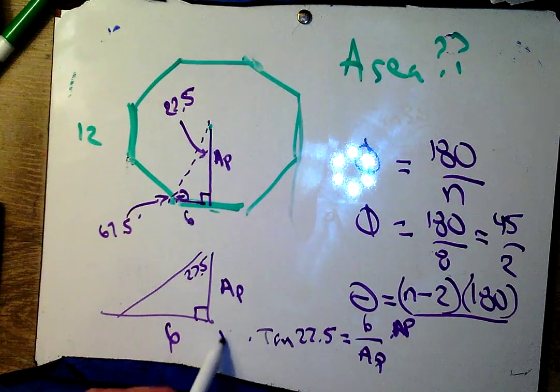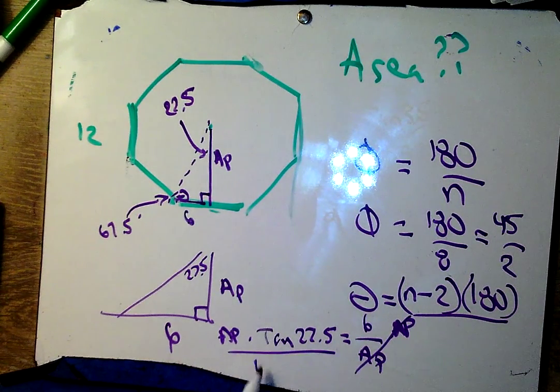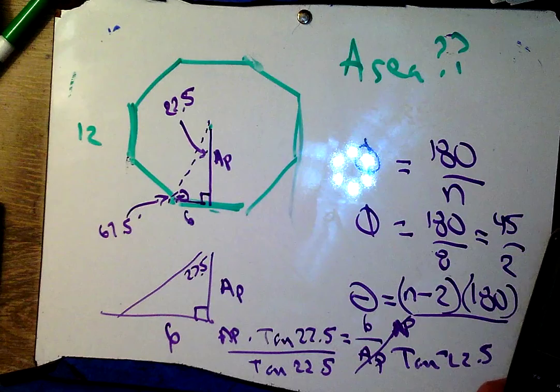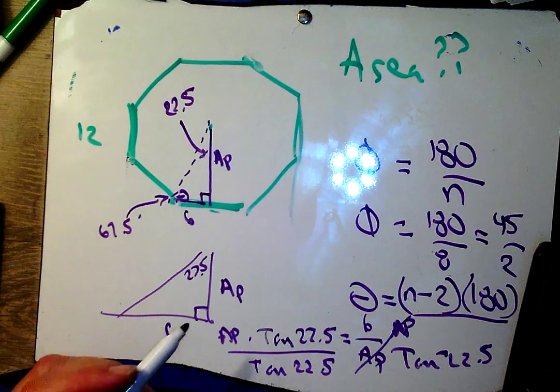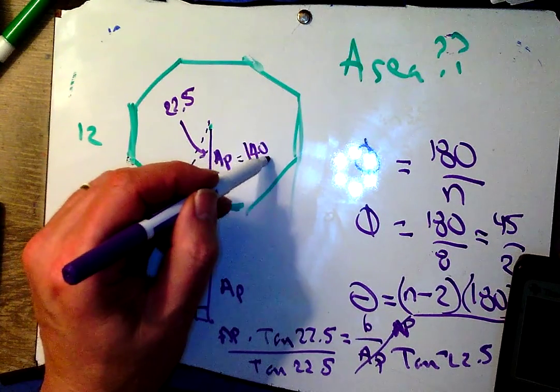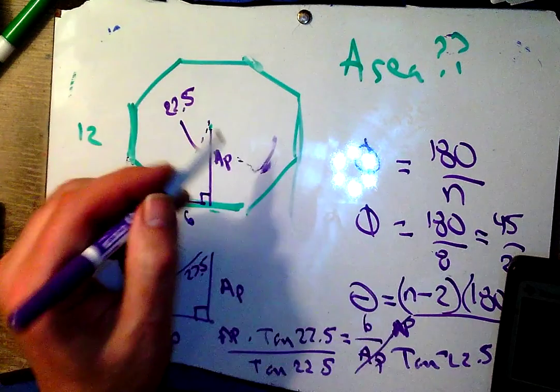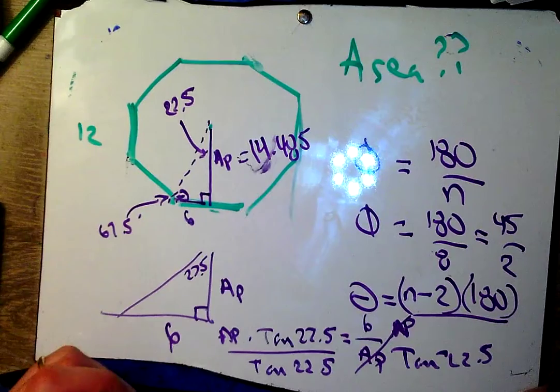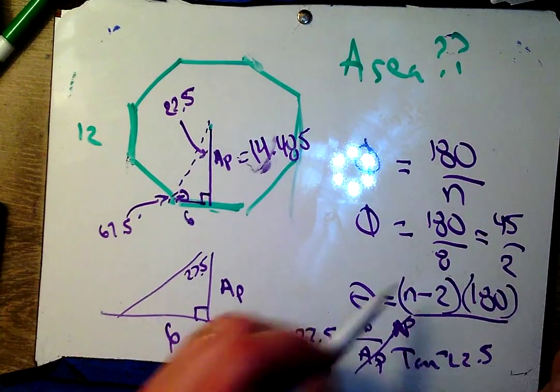Apothem, then divide by tan 22.5. So 6 divided by tan 22.5, and I get that that should be 14.485.